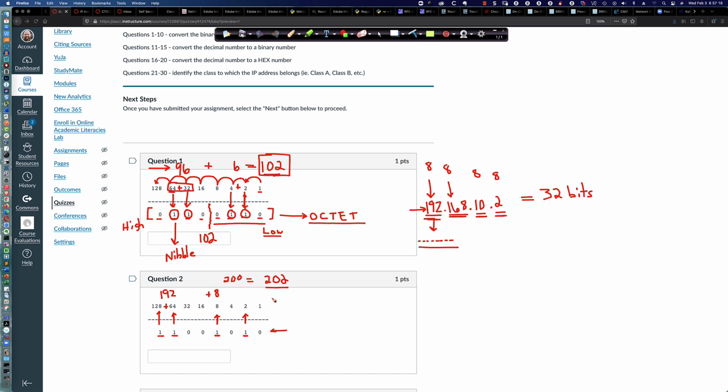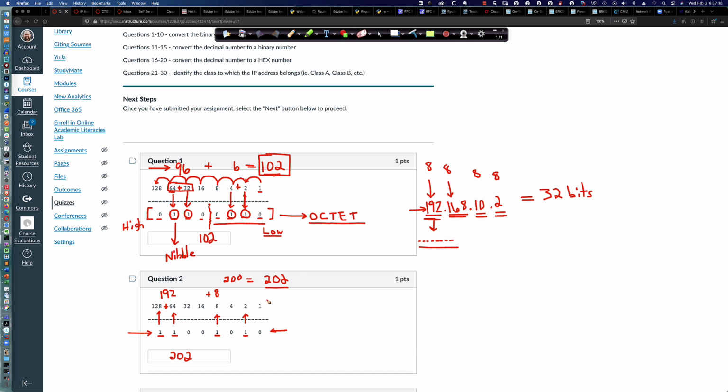And so then the answer is that this binary representation, 11001010, is in decimal 202. And that's simply how we'll work through the rest of these problems.